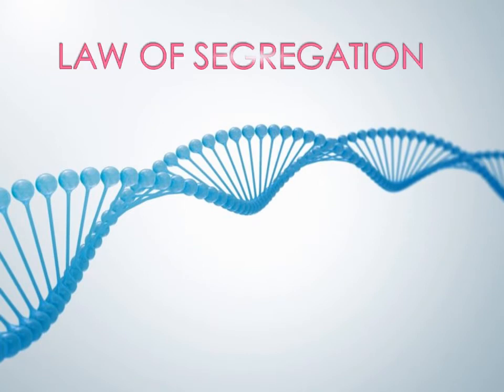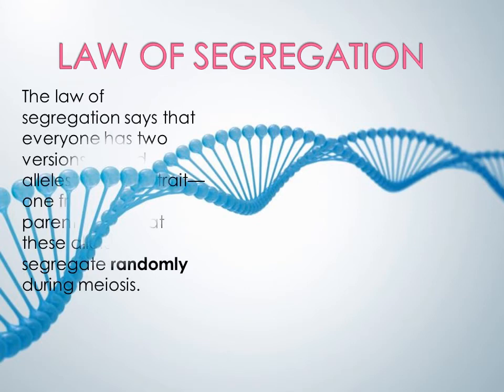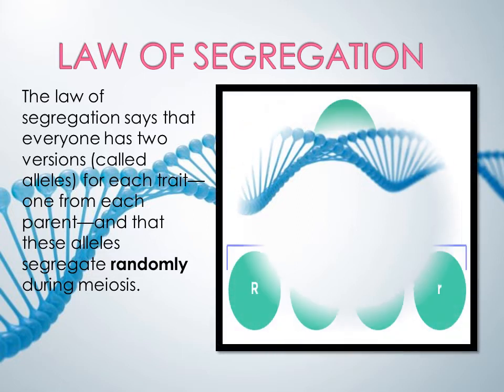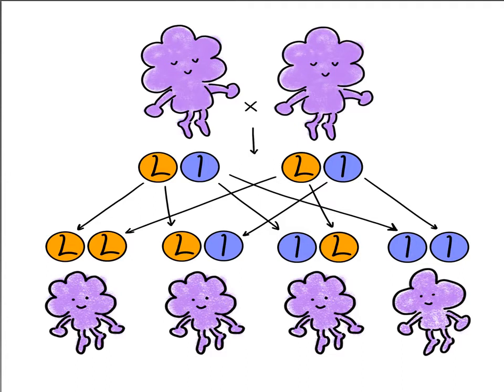Next is the law of segregation. The law of segregation says that everyone has two versions, called alleles, for each trait, one from each parent, and that these alleles segregate randomly during meiosis. So this is an example: your father and your mother, their genotypes will be segregated to all of you randomly.